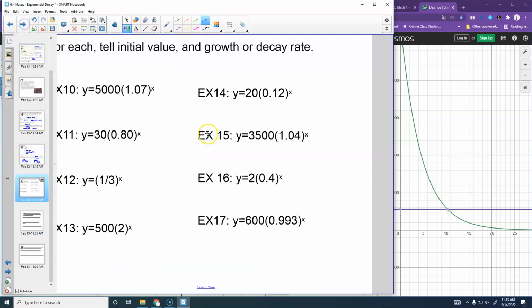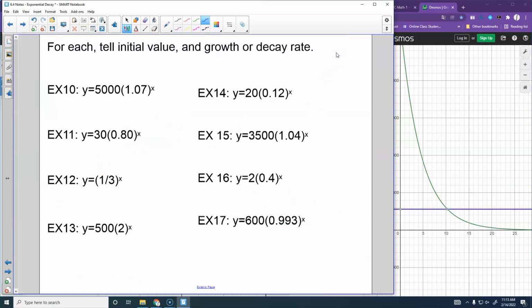All right, so let's look at some of these problems. I'm going to do the first few together, and I want you guys to do the next ones. Some of this we should already know. We should be able to find initial value really well by now, and our growth rate pretty well because we've already done that. Decay is going to be a little bit trickier. Our first equation is y equals 5,000 times 1.07 to the x. Hank, is that going to be growth or decay? It is growth, right? So what is our initial amount?